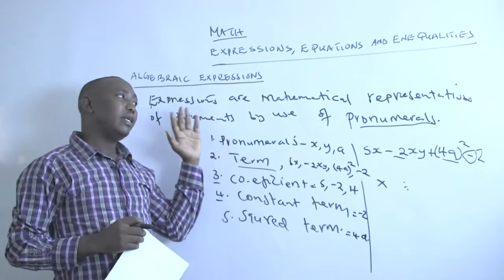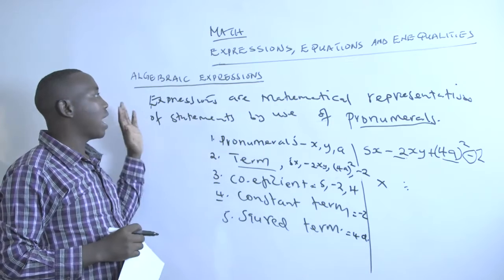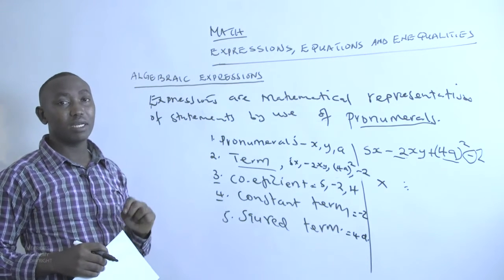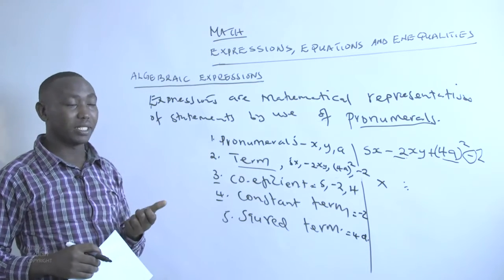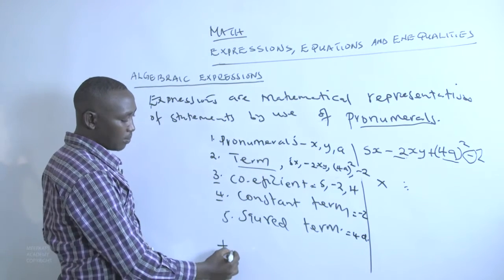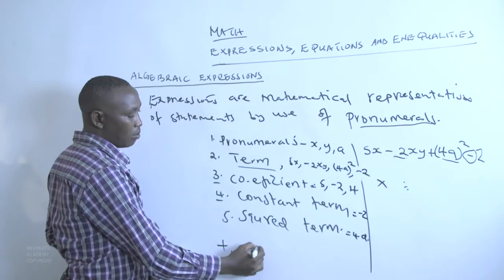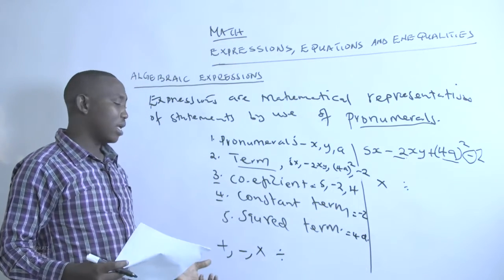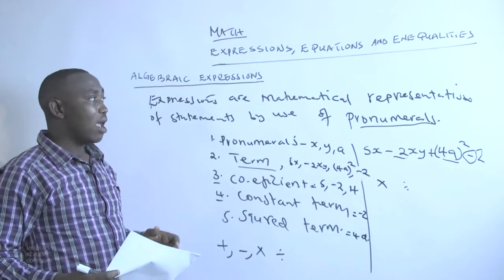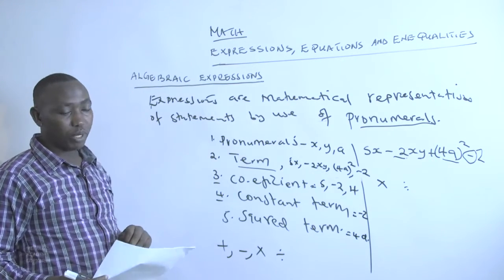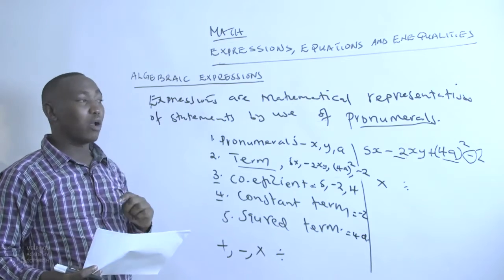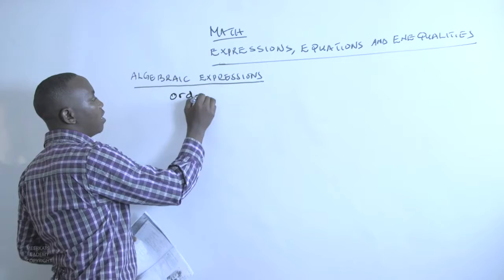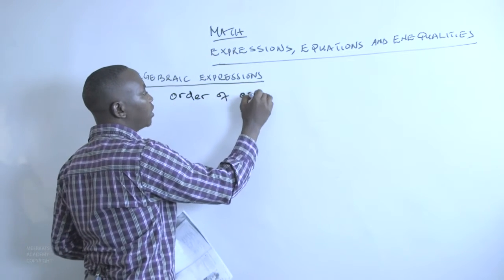In dealing with mathematical or algebraic expressions, we normally have 4 different operators. That is addition, subtraction, multiplication, and division. They are what we call the operations in mathematics. But whenever we are dealing with algebraic expressions, we always begin by opening up the brackets. So the first thing we do, that is order of operations.